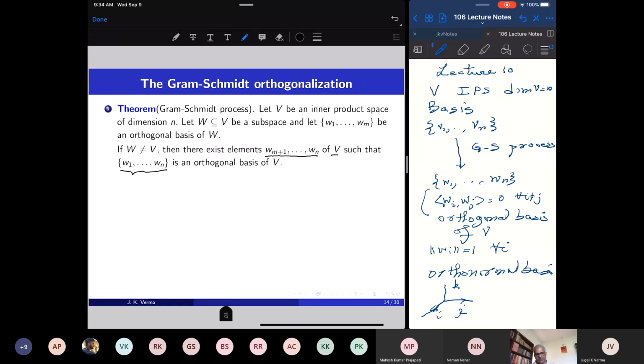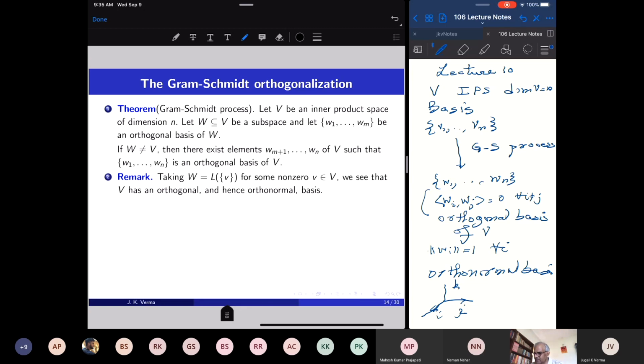We proved earlier that mutually perpendicular vectors are linearly independent. So if the vector space has dimension n and I have n mutually perpendicular vectors, they are linearly independent, and therefore they will form a basis. So the Gram-Schmidt process starts with one set of mutually perpendicular vectors, and then it can enlarge it to a basis of the whole space, so that vectors in this basis are mutually perpendicular. The proof will be an algorithm. We will produce an algorithm to construct such a basis.